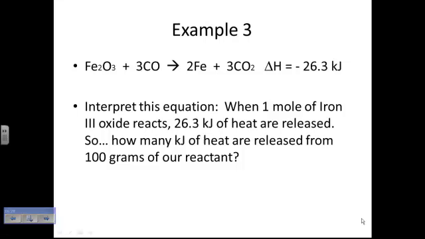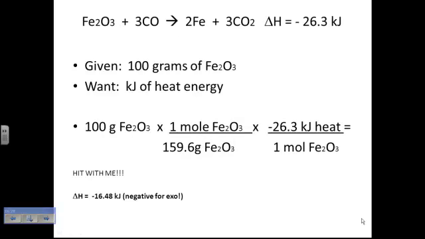Step 1, divide by the molar mass to bring it into the mole. Step 2, bring it over the want over given ratio. Given 100 grams of the iron 3 oxide, how many kilojoules of heat are released? Always start with the given quantity, write on your paper 100 grams Fe2O3. The first conversion factor is step 1 on our stoichiometry roadmap.